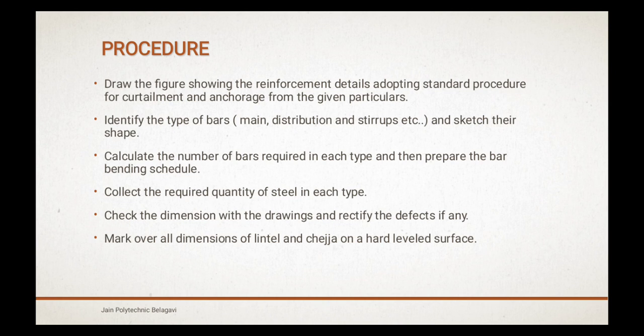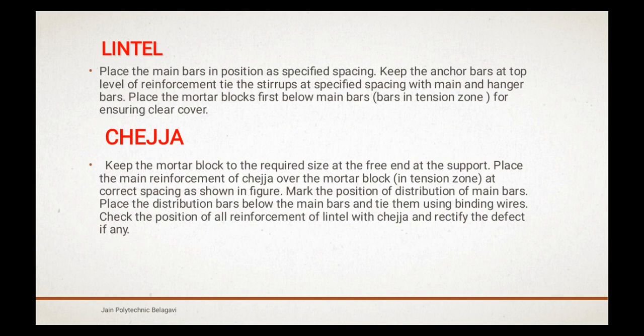Mark overall dimensions of a lintel and chajja on a hard leveled surface. Lintel: place the stirrups in position at the specified spacing. Keep the anchor bars at top level of the reinforcement. Tie the stirrups at specified spacing with main and hanger bars. Place the mortar blocks first below main bars in the tension zone for ensuring clear cover.